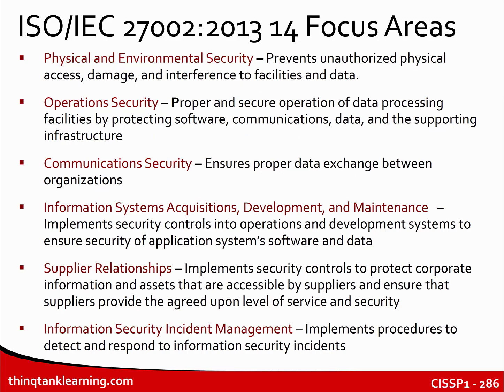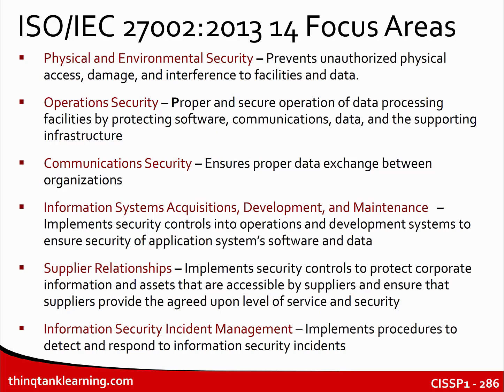Physical and environmental security, a big one, right? We're talking about the building, the fences, the gates, the walls, etc. There's 15 controls there, covering physical access, damage to physical property, and interference with the physical operations. Operational security, 14 controls there. Making sure that data processing, we're protecting communication, data in motion, data at rest. We have the supporting infrastructure for operational security. Communications security, making sure that data being exchanged between organizations is secure.